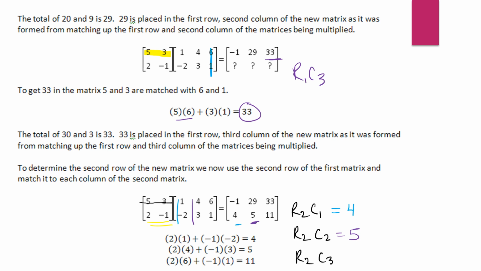And then last but not least, we are going to take row 2 and multiply it by column 3. So 2 times 6 gives me the 12, and negative 1 times 1 gives me a negative 1. So 12 minus 1 would give me 11, and that is the final element. So you'll notice our 2 by 2 matrix, when multiplied by a 2 by 3 matrix, because those interior columns and rows matched, gives us a product which has dimensions of 2 by 3. Again, those are the outsides, the leftover rows and columns that give you the dimensions of the product.